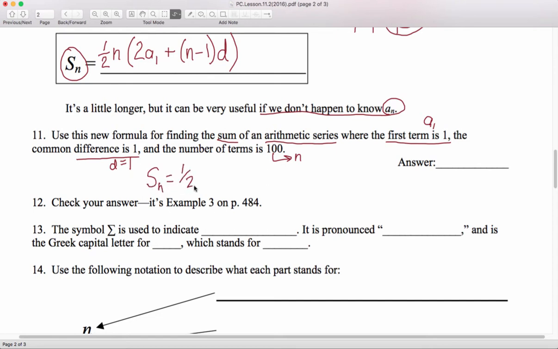So it's going to be 1/2 of the number of terms, which is 100, times 2 times the first term, plus n minus 1 times the common difference. So now we just need to take out a calculator and calculate the sums and products and all of those, and you get 5,050. So this is just an example of how you would use this longer formula if you did not know the last term.